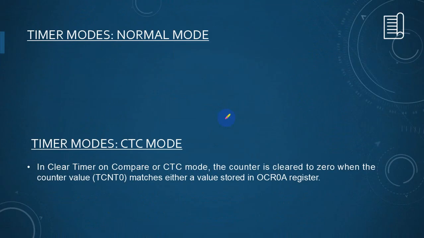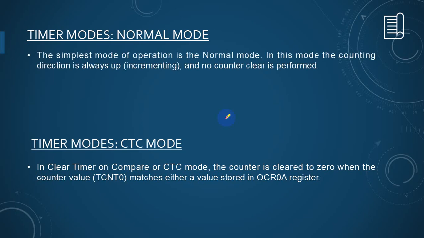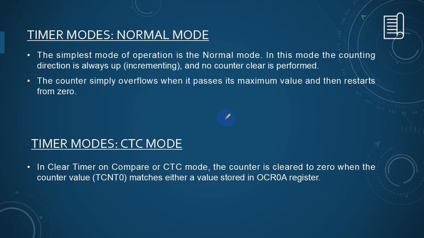So now we'll go to the timer modes. We'll see the normal mode of operation that we'll use in lab 3. The simplest mode of operation is the normal mode. In this mode, the counting direction is always up, incrementing, and no counter clear is performed. Okay? The counter simply overflows when it passes its maximum value and then restarts from 0.